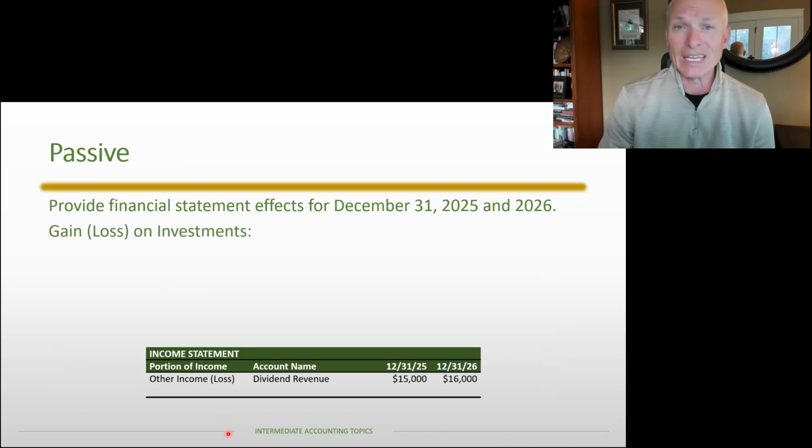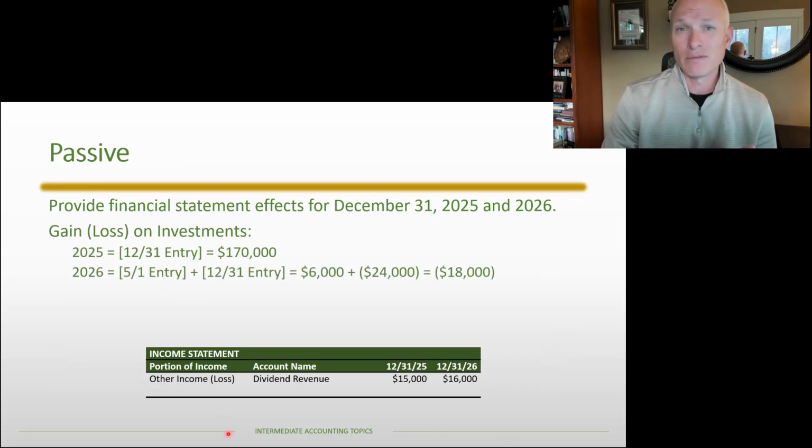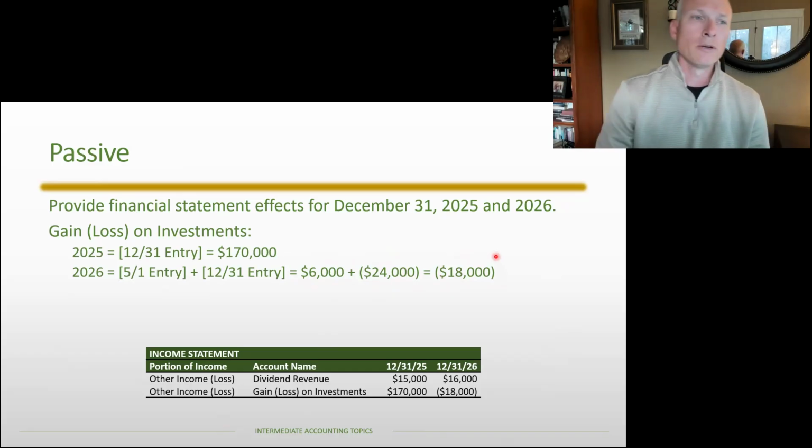And so there are gains and losses as part of net income. In 2025, the only thing we had to worry about was the December 31st entry. In 2026, we had the sale on May 1st and also the December 31st journal entry. Notice though we had a gain on May 1st and then we had a loss on December 31st. So we net those together for a net loss of $18,000. And so that's what we would report as part of our net income.